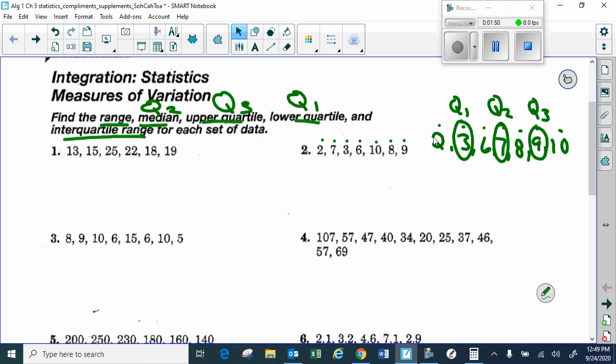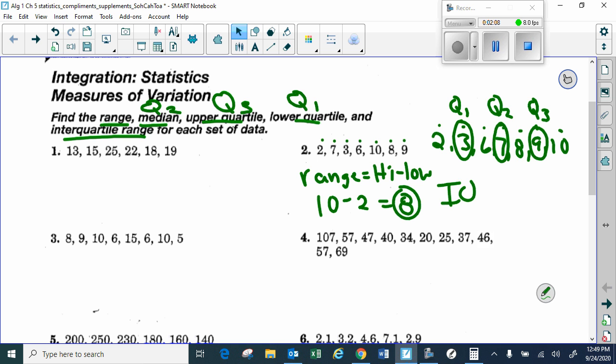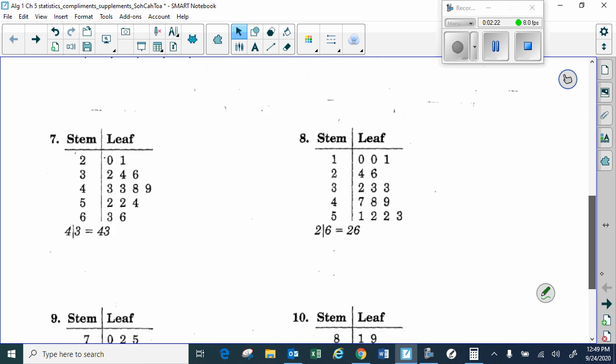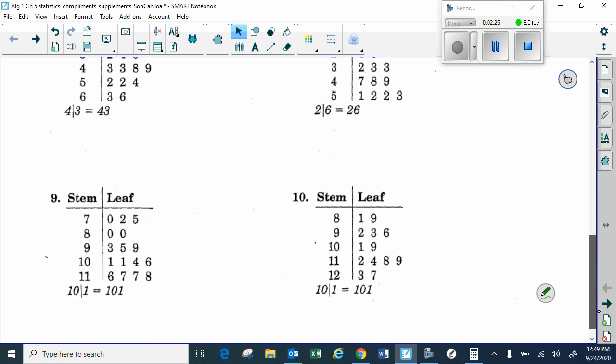Okay, range means high minus low. So the high number here was 10 minus the low number 2, so the range is 8. And lastly, the IQR, inner quartile range, that is Q3 minus Q1. So in this case, it's 9 minus 3, which is 6. Okay, and so that's what you'll do for these right here. You're doing it for all of them.